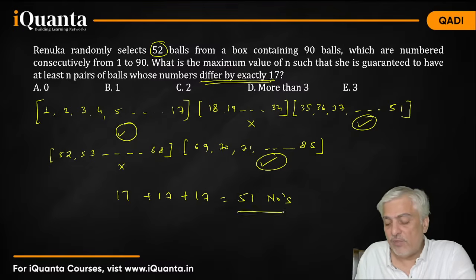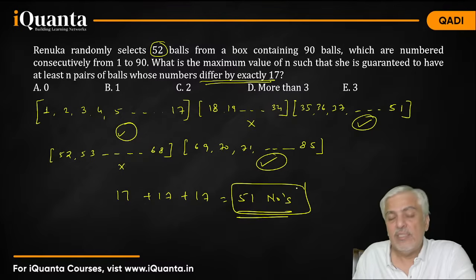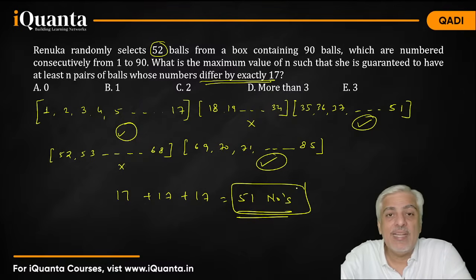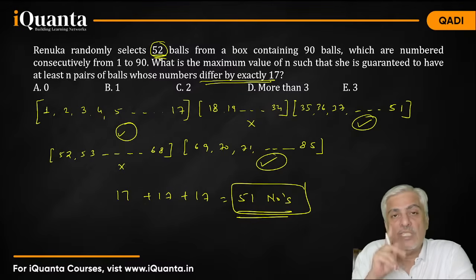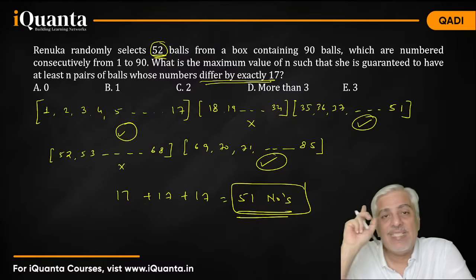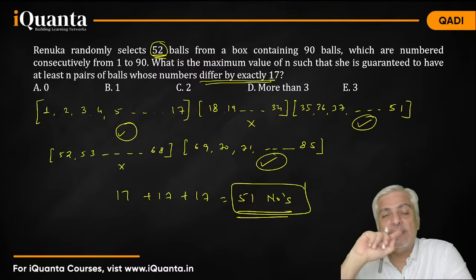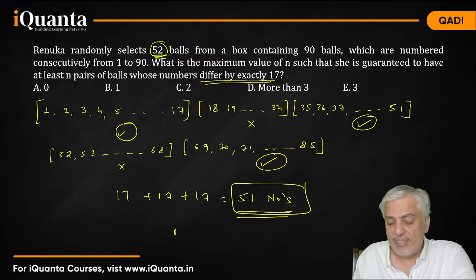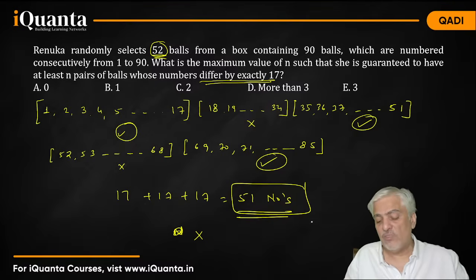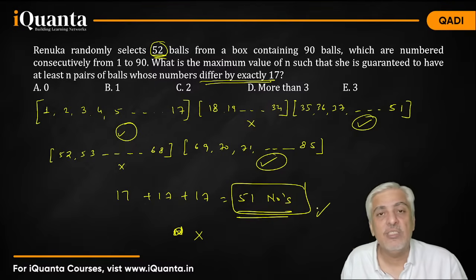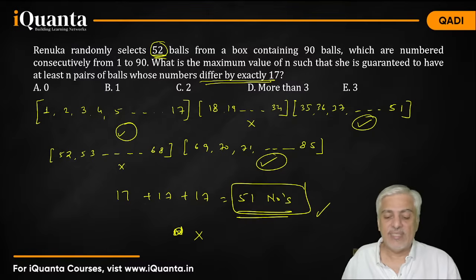Now when you've taken 51 numbers, how many numbers are still remaining? You still have to take one more number because they said 52. So you still have to take one. That means you'll have to at least take one number now, such that whatever number you take, x or whatever, that number with one of these 51 numbers will have a difference of 17. So hence the answer is 1.